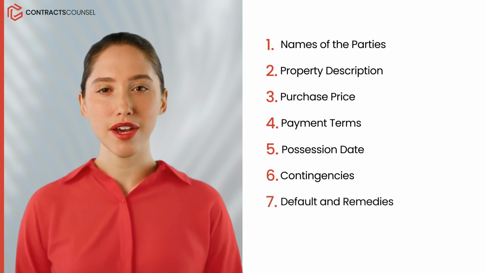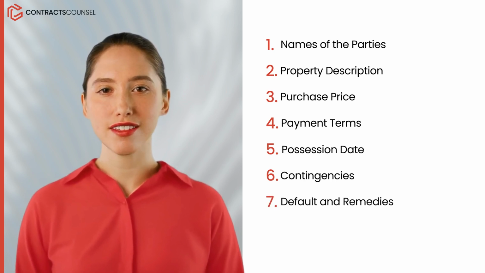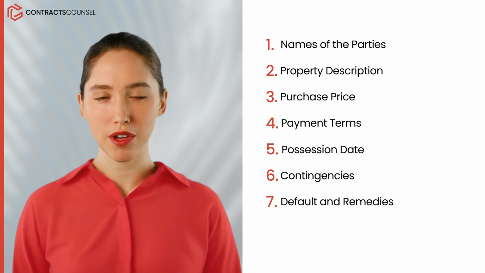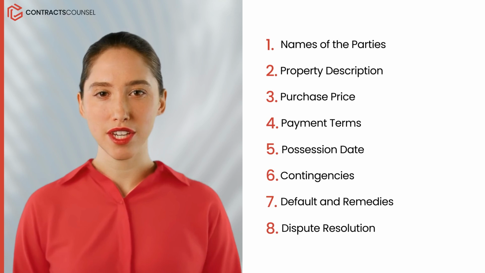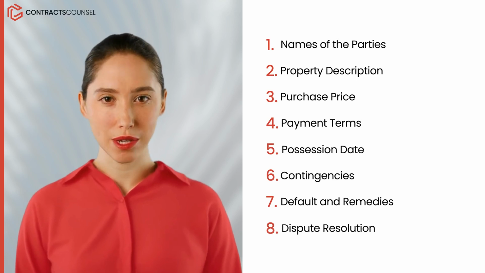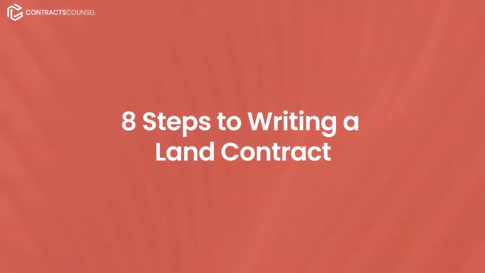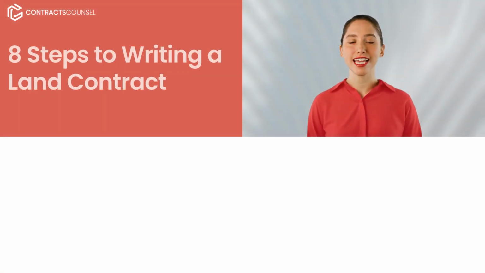7. Default and remedies. This details the consequences of a default by either party. And 8. Dispute resolution. This details the procedure the parties can take in the event of a dispute. 8 steps to writing a land contract. Here is a list of 8 steps you can follow to draft your land contract.